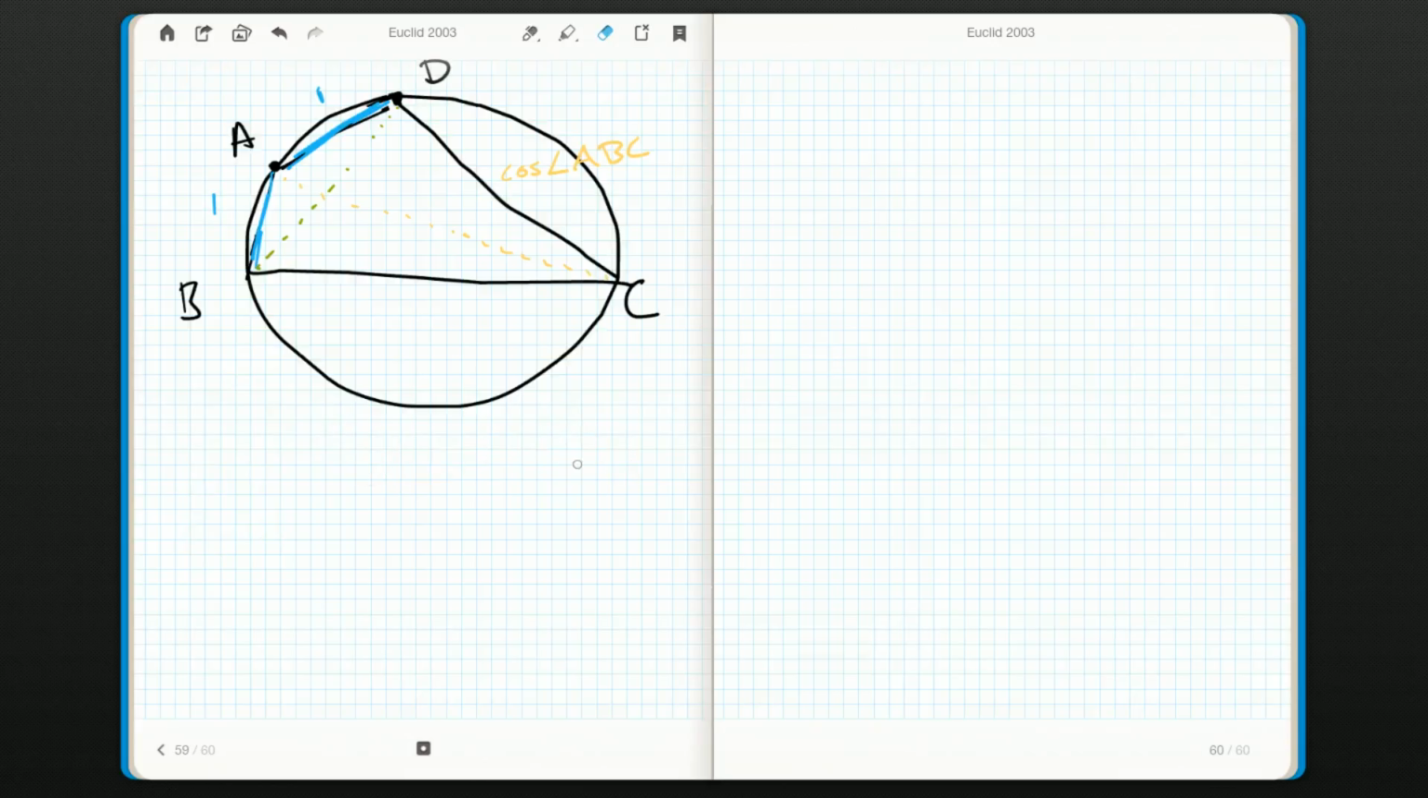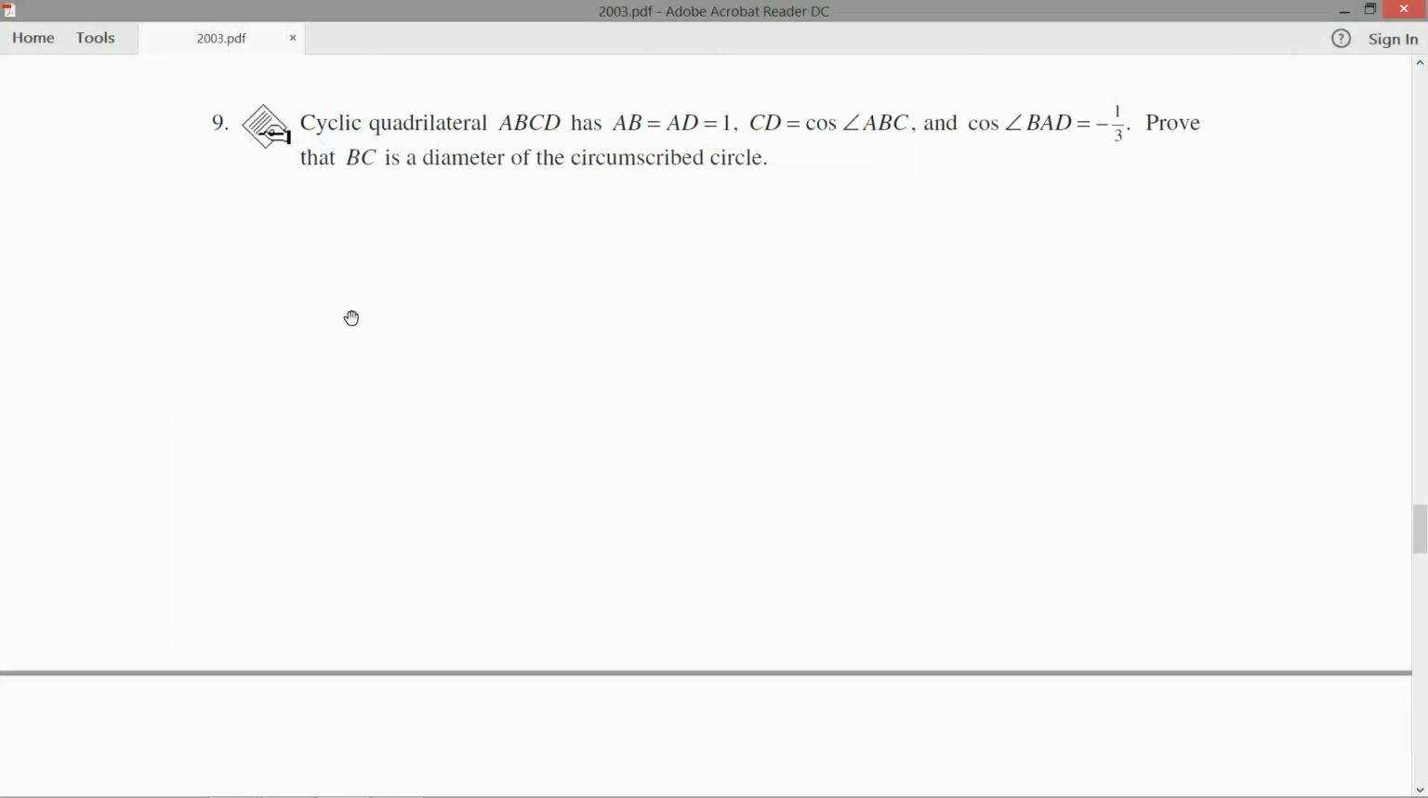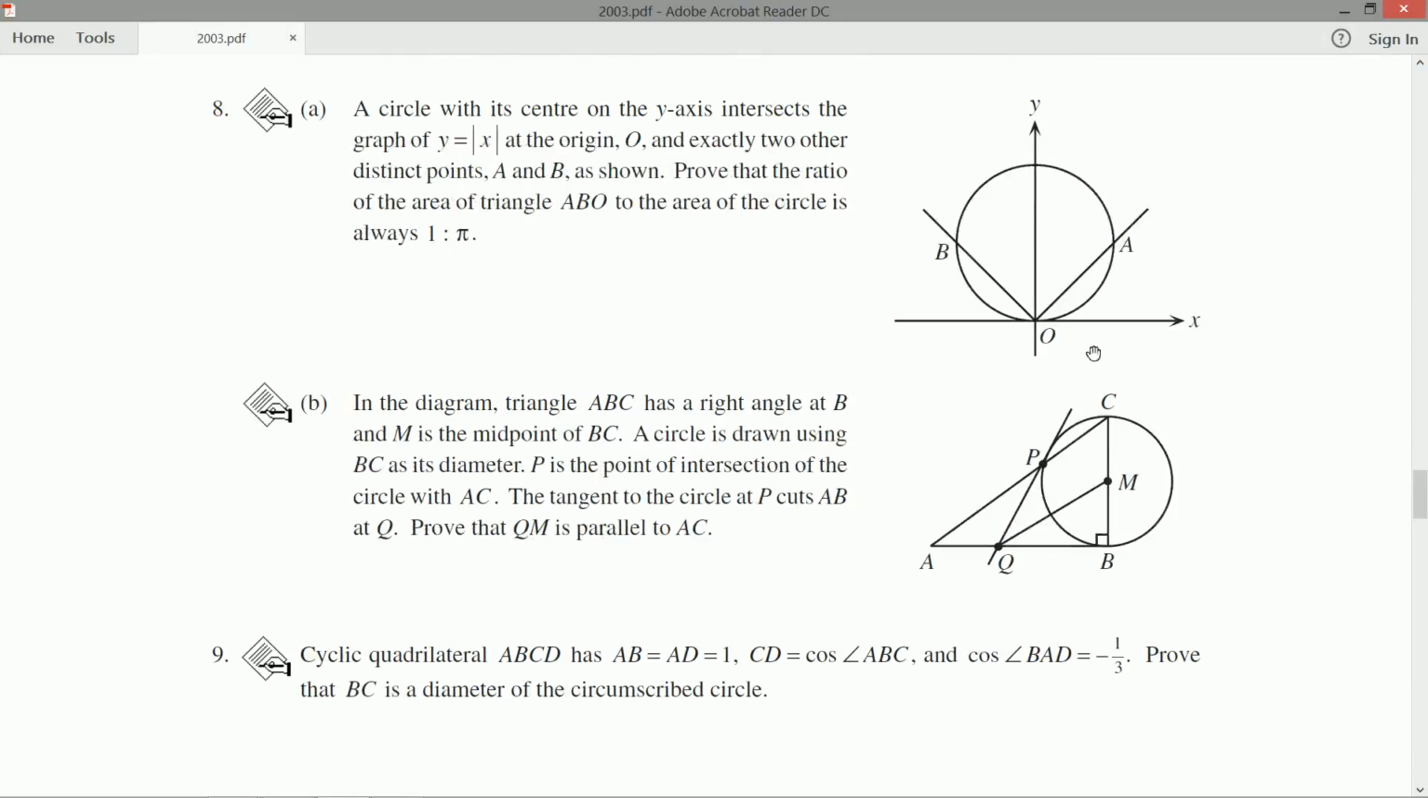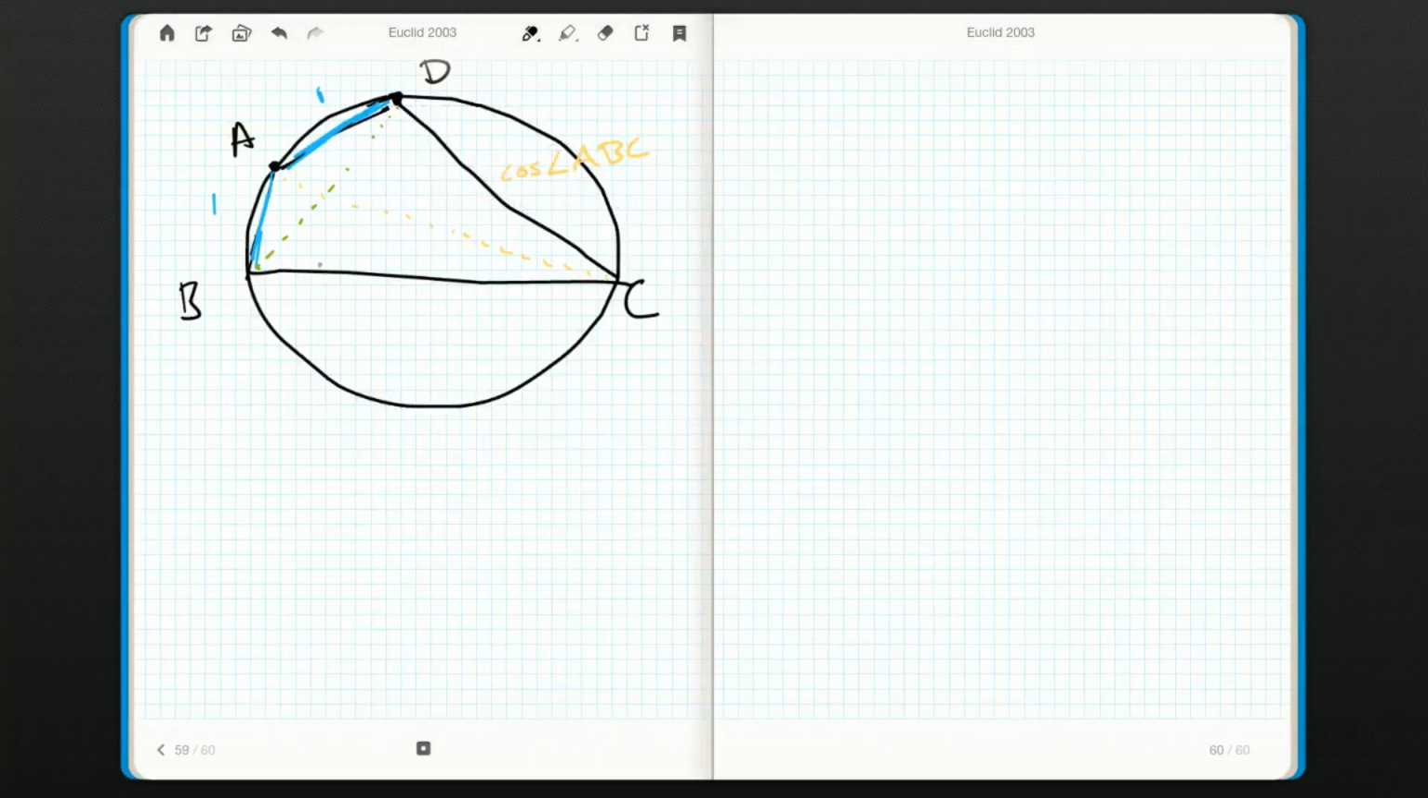Okay, so to show BC is a diameter, and I think we actually mentioned this in problem 8a, it would suffice to show that BC is subtended by a right angle. And we've got a couple candidates. In fact, they will both have to be right angles if BC is a diameter. But we would like to show maybe BDC is a right angle, or maybe we can show that BAC is a right angle. Maybe one of those two can be shown. And then that would show that BC is a diameter.